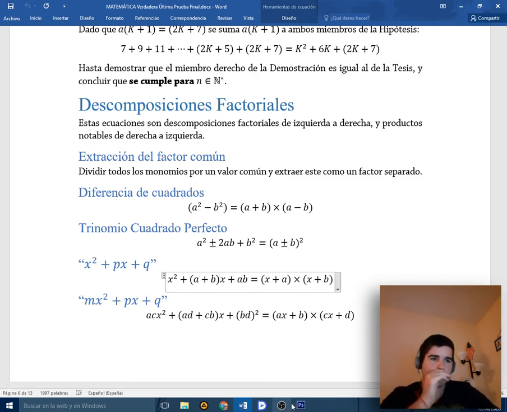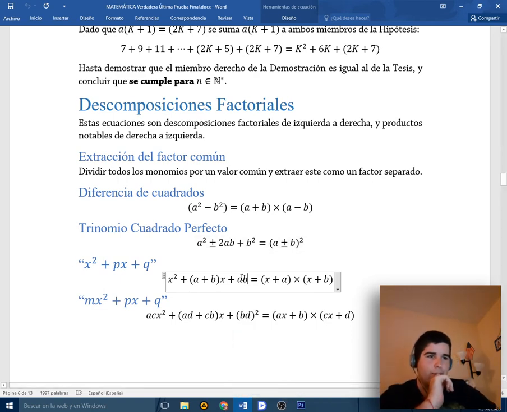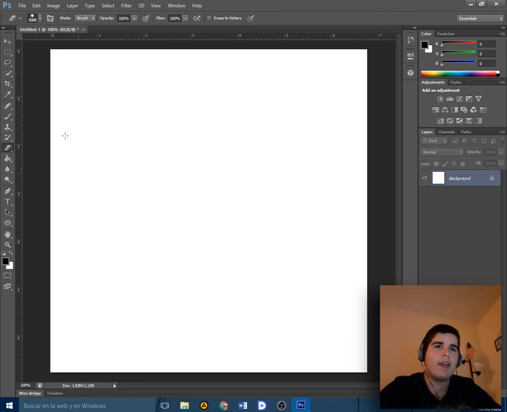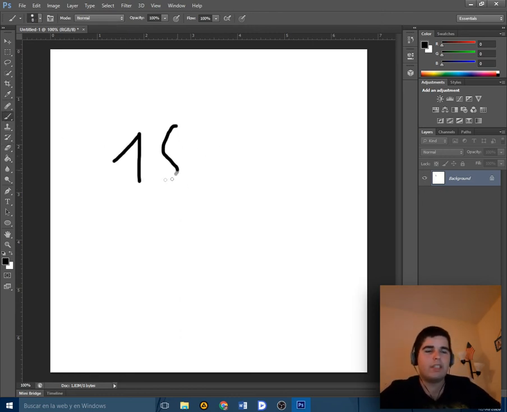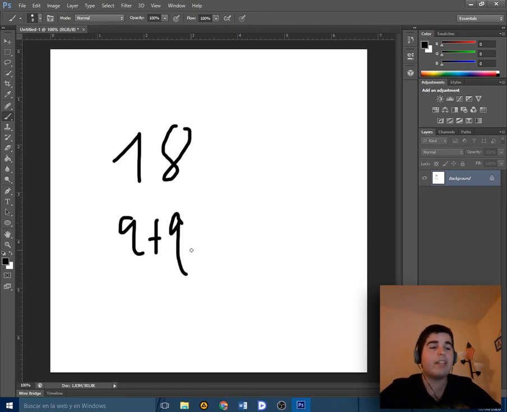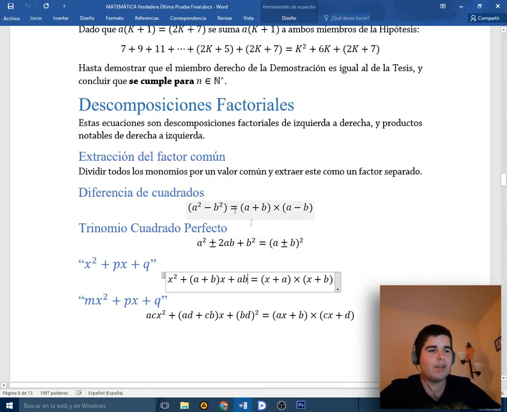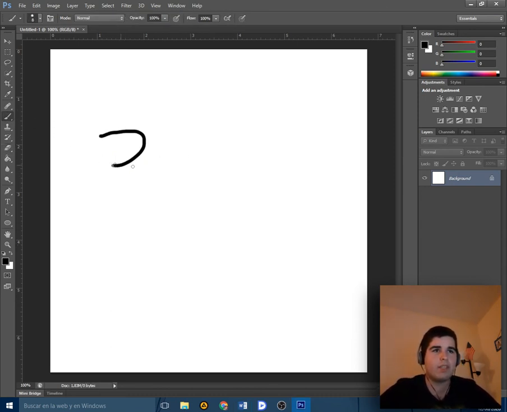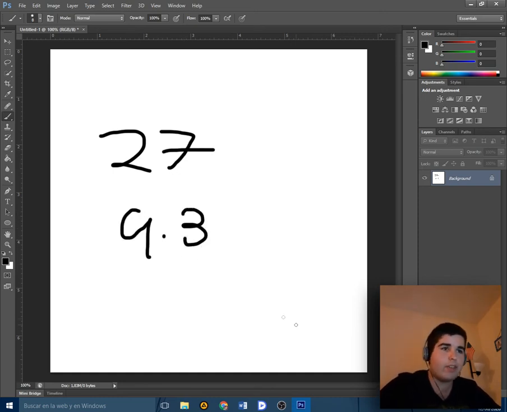To use this, you're supposed to sense that this number here is something like 18. You're supposed to see that this is a 9 plus 9, and were it to be 9 plus 9, it would probably be the one on top. So this is a good example. Let's try something like 27. We will have that is 9 times 3, and then you can always be sure.